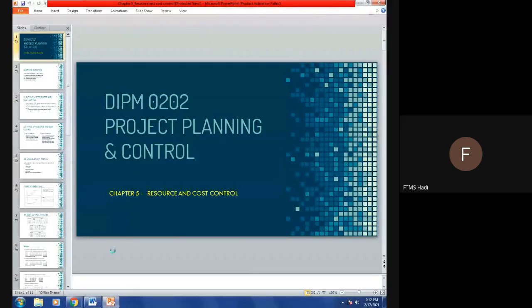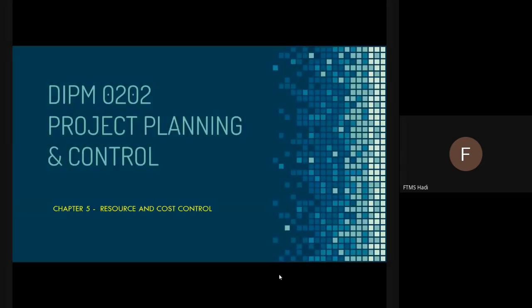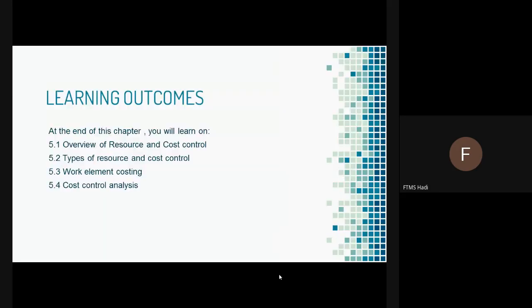The topic is almost similar to chapter 4, principles of project management. Okay, chapter 5 here is about resource and cost control. Every project has its own budget and its own costs. So therefore, it's a matter of how to manage the resources and how to control costs very well. Okay, so here are the learning outcomes in this chapter.